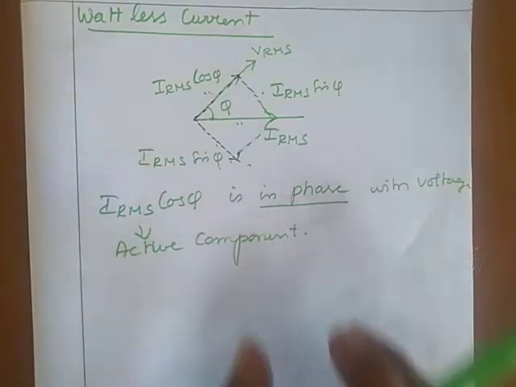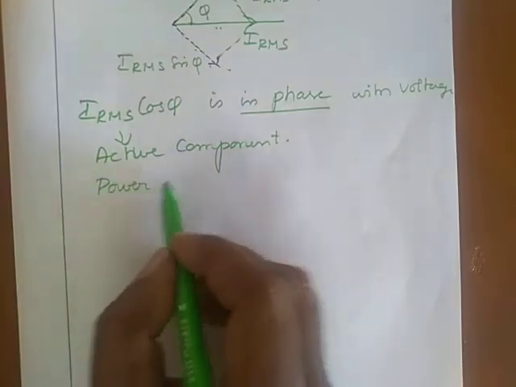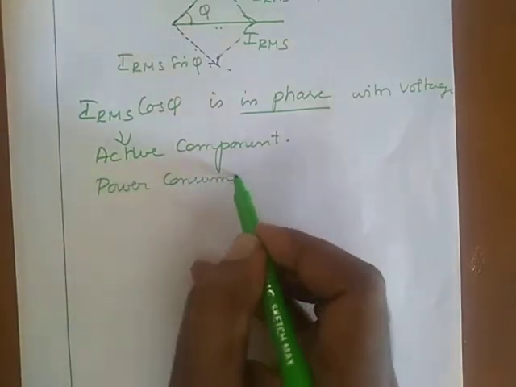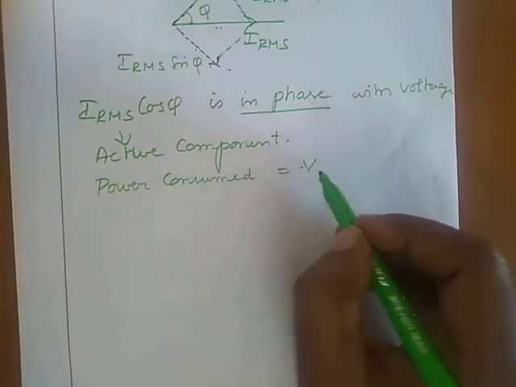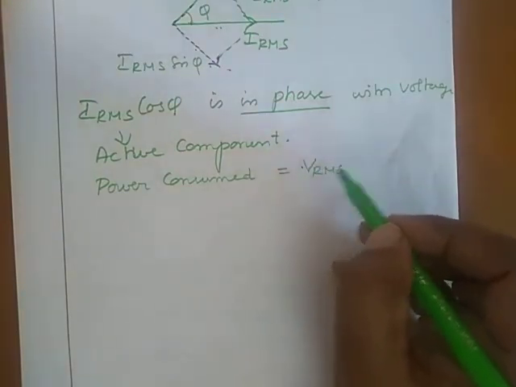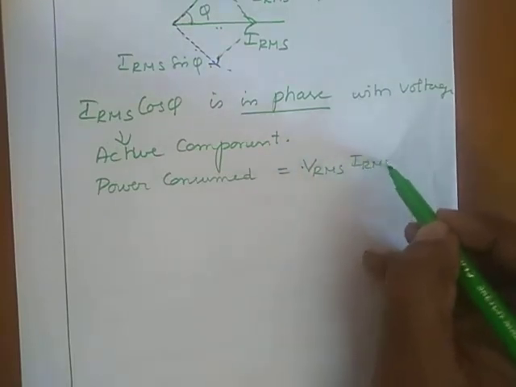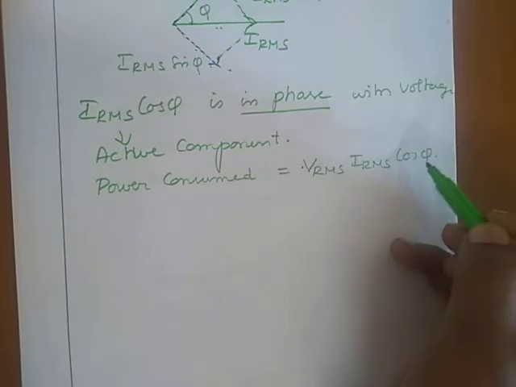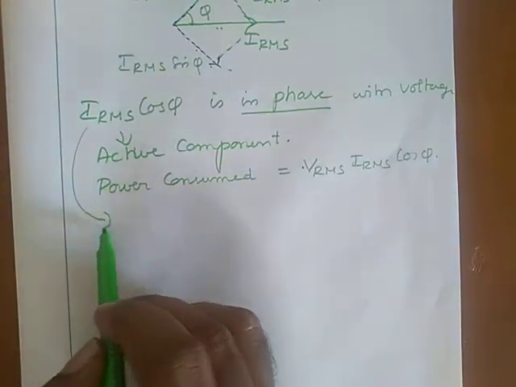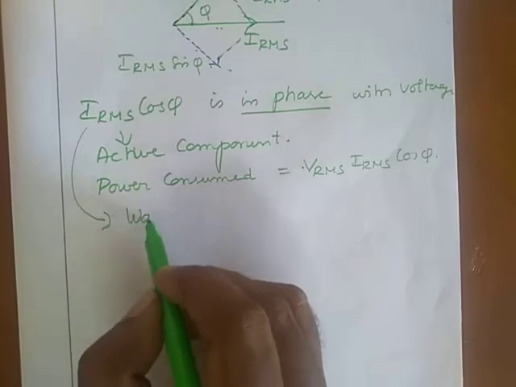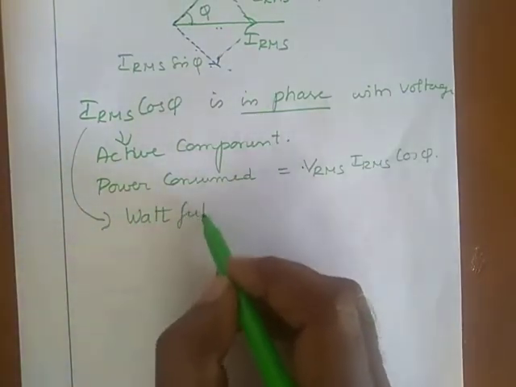For this, the power consumed by the circuit is, we know voltage is Vrms, the current is Irms cos phi. Then this current is known as wattful current. Due to this current there will be a power, so it is a wattful current.